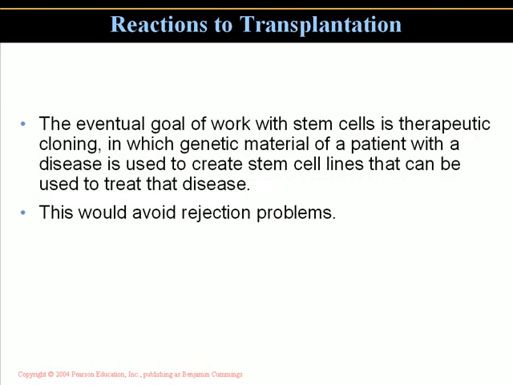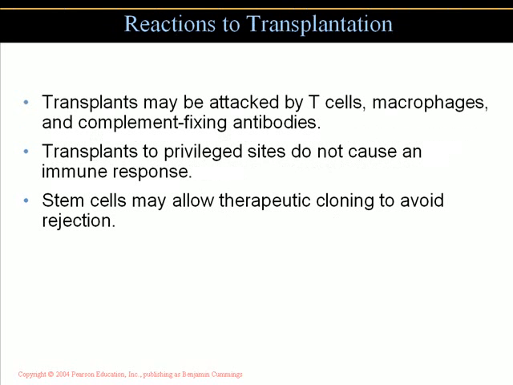The eventual goal is to work stem cells into therapeutic cloning. This is where genetic material of a patient with a disease would be used to create stem cell lines that can be used to treat that disease. This would avoid almost any rejection problem. Transplants may be attacked by T cells, macrophages, and complement-fixing antibodies. Transplants to privileged sites do not cause an immune response, as I said earlier. Stem cells may allow therapeutic cloning to avoid rejection.